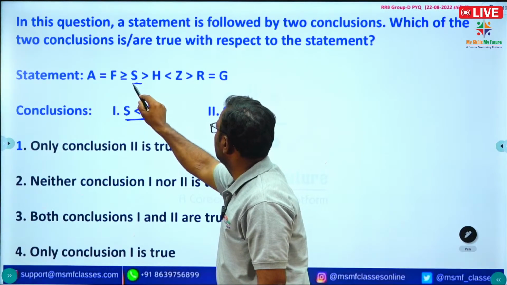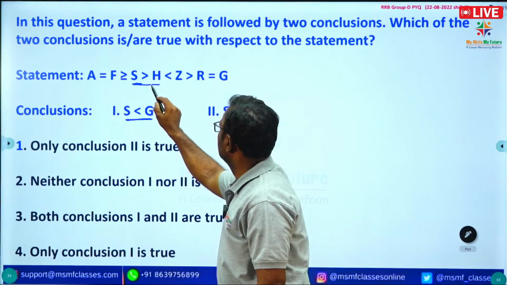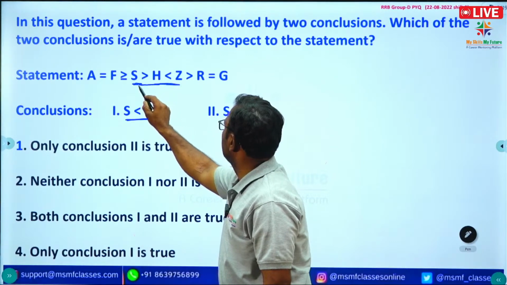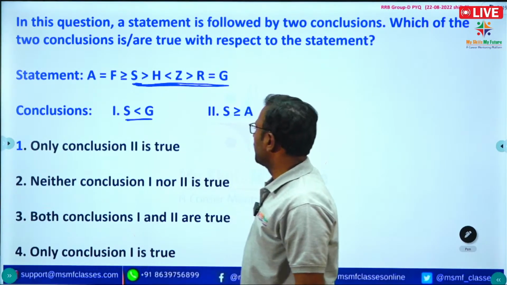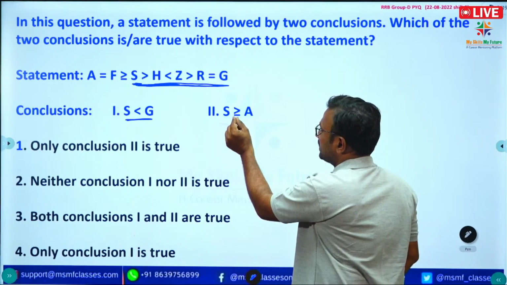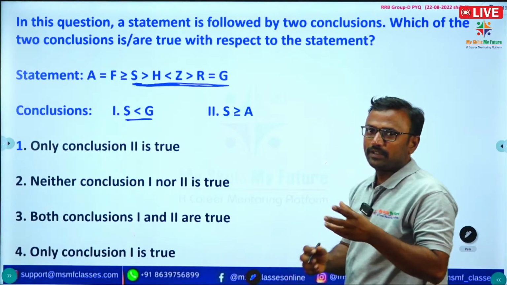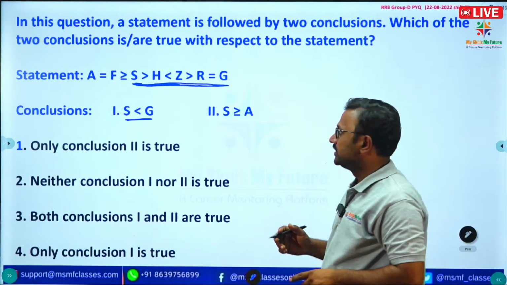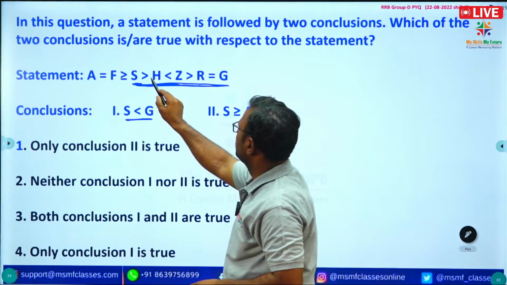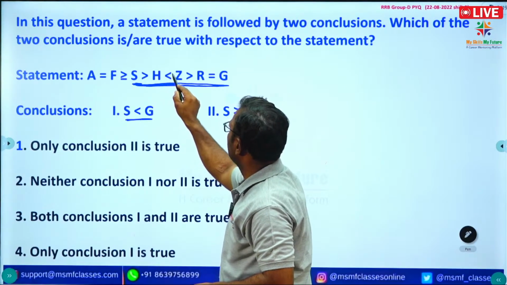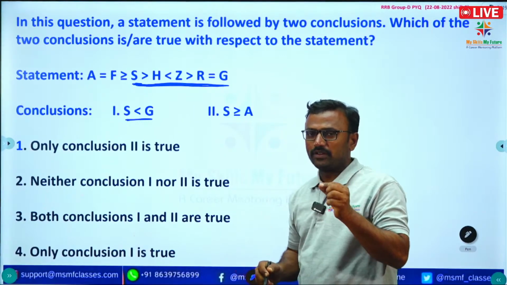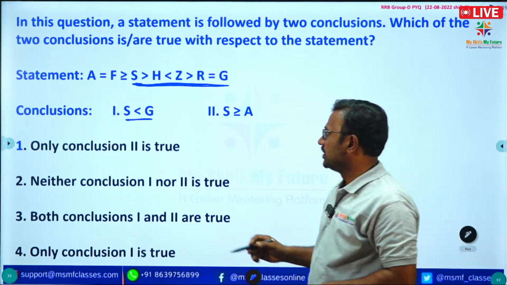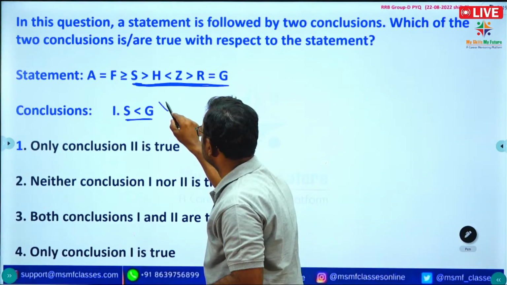If you see here, S greater than H, H less than G. So, by seeing it, we cannot define a particular relation between S and G. Why? Because here we have a greater than symbol, here we have a less than symbol. That is why we cannot define a particular relation between S and G. So, conclusion 1 is false.